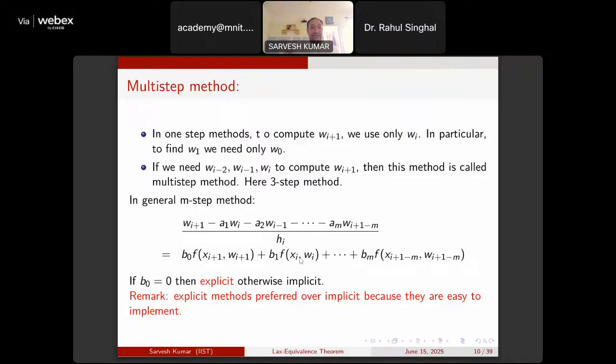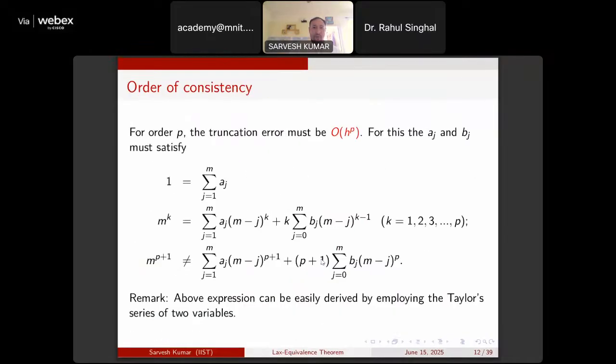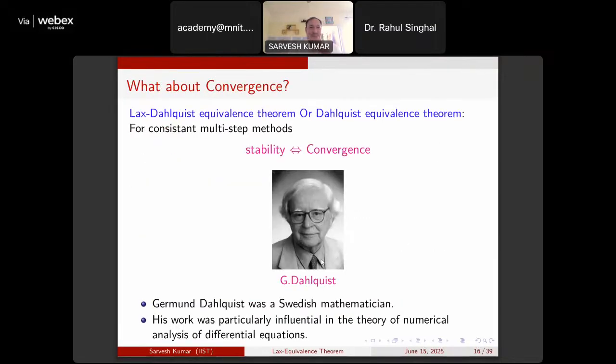So if you see, different methods are there to handle it, right? Different methods based on how you choose these numbers a_1, a_2, ..., a_m, and b_0, b_1, and so on. That's all, nothing else. So you can generate your own scheme by choosing suitable a's and b's, provided you have a higher rate of convergence. So this theorem by Dahlquist and Lax, two mathematicians, will help you. If you have the stability, then you have the convergence. Moreover, the order of local truncation error will give you the order of convergence. Dahlquist was a Swedish mathematician, and his work particularly influenced the theory of numerical analysis of differential equations.